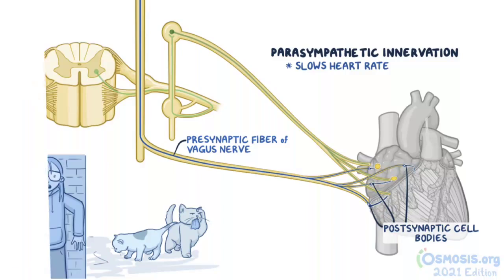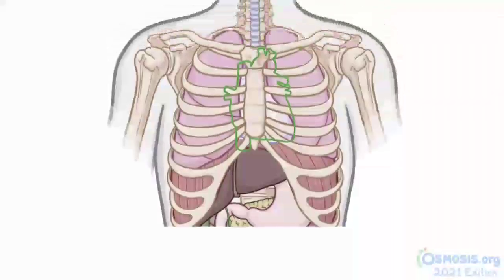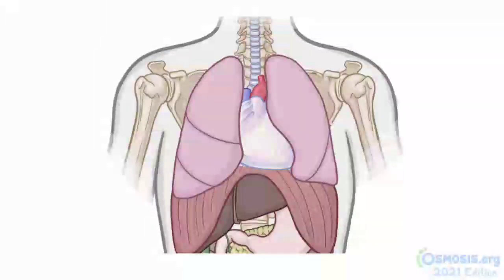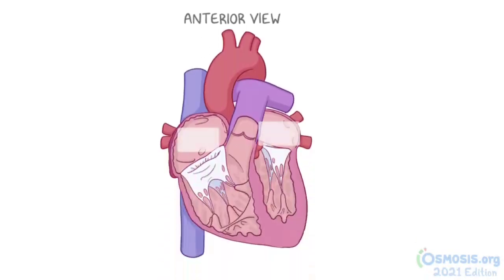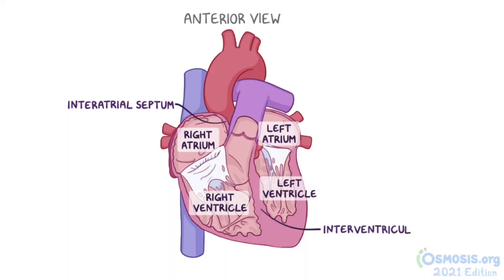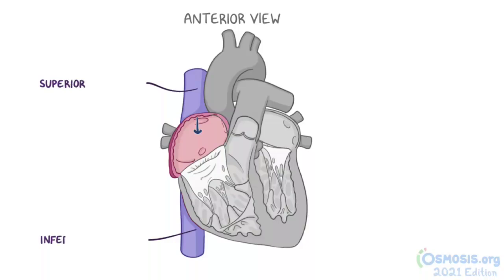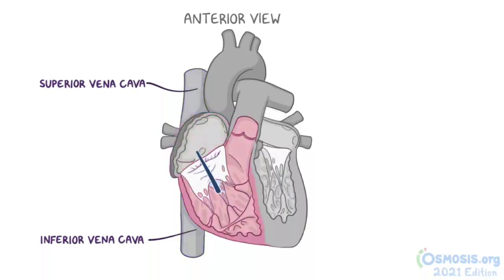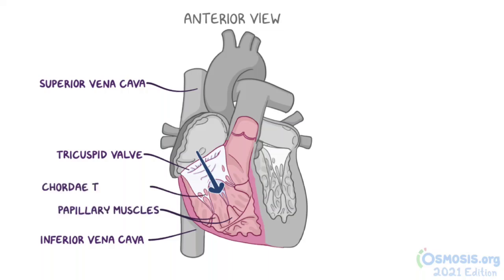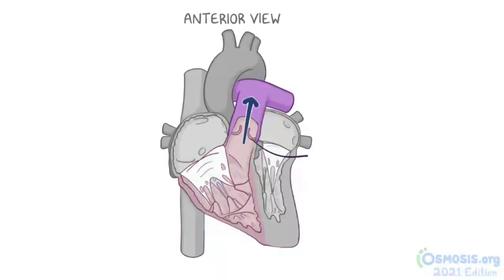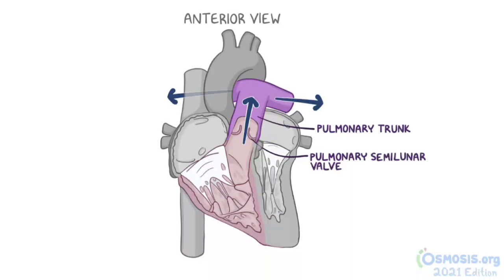Alright, as a quick recap, the heart is a muscular organ located in the mediastinum of the thorax between two lungs. The heart has 4 chambers, 2 atria separated by the intraatrial septum, and 2 ventricles separated by the intraventricular septum. The right atrium receives deoxygenated blood from the superior and inferior vena cava, and it sends it to the right ventricle through the tricuspid valve, which has 3 cusps that attach to the papillary muscles via chordae tendineae. Then, the blood passes through the pulmonary semilunar valve and reaches the lungs via the pulmonary trunk and its 2 main branches, the left and right pulmonary arteries.